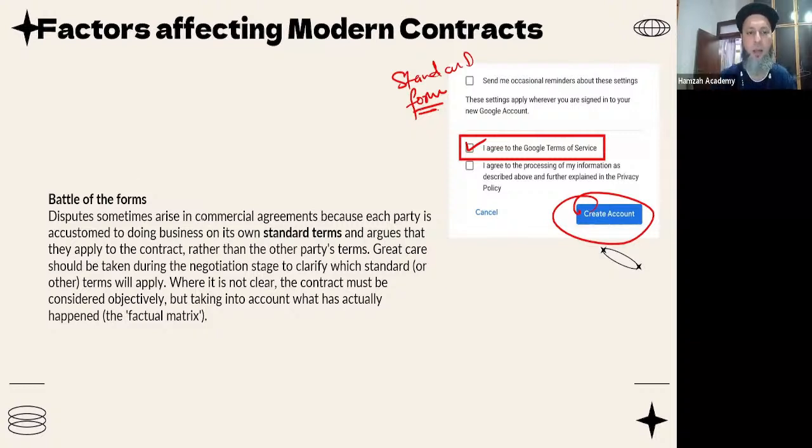So disputes sometimes arise in commercial agreements because each party is accustomed to doing business on its own standard contract and argues that it applies to the contract rather than the other party's terms. Great care should be taken during the negotiation stage to clarify which standard terms will apply. Where it is not clear, the contract must be considered objectively by taking into account what has actually happened. That is called the factual matrix. So, two organizations may have a dispute, and obviously later on the law or the court will decide which standard form needs to be taken into account, and from that point onward the court will decide.